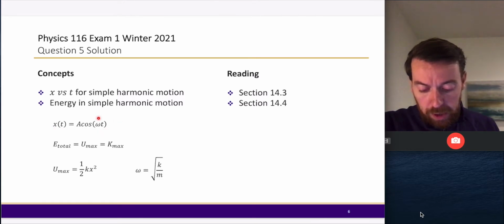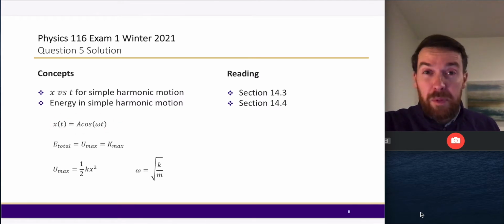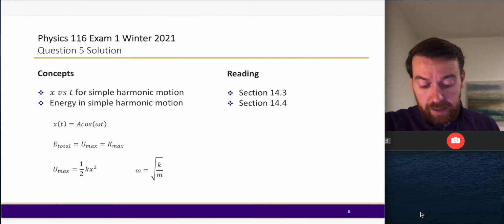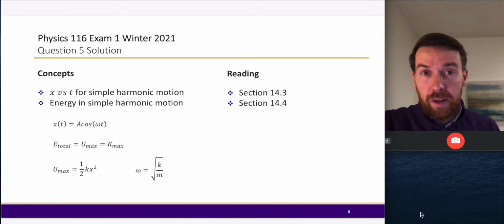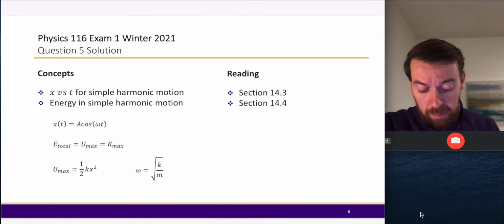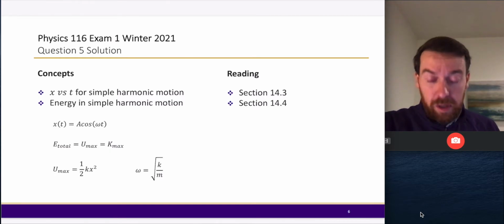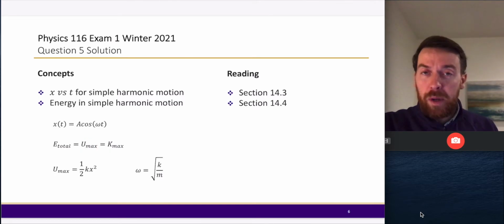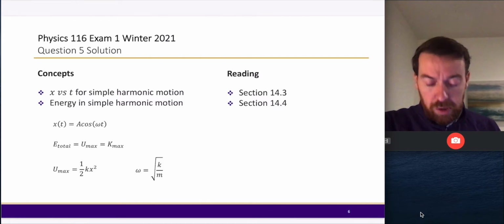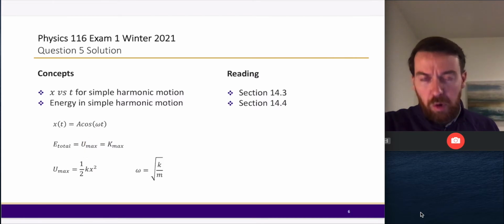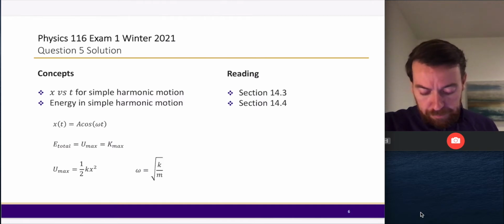So the top equation here looks at the position. If the object starts with x equals plus A at time equals 0, then its position is given as a cosine function of time. Then the energy in a simple harmonic oscillator: the total energy is equal to the maximum potential energy, assuming it's a block on a spring, which this question is related to, and that's also equal to K max. But this particular question will be looking more specifically at the potential energy, since the graph that's given in the question is a potential energy curve.